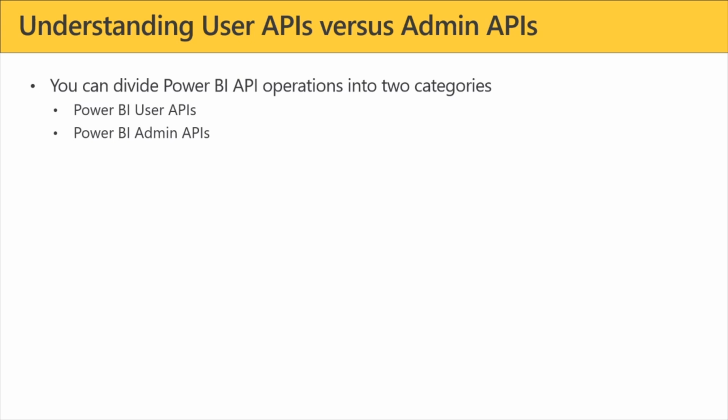And what's confusing is that if you're running as a service principal, which one can you call? And the answer is either of them. It has nothing to do with whether you're using a user or a service principal as the identity that's executing the call.